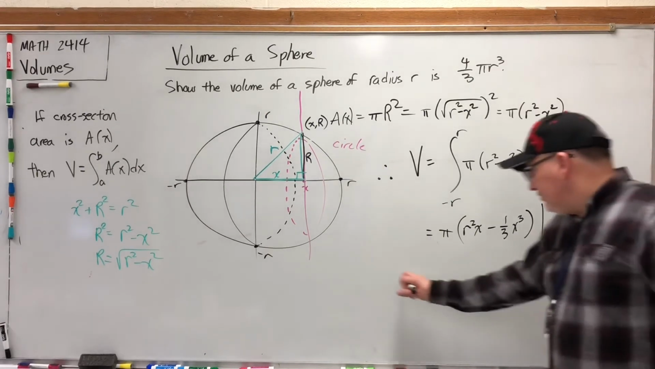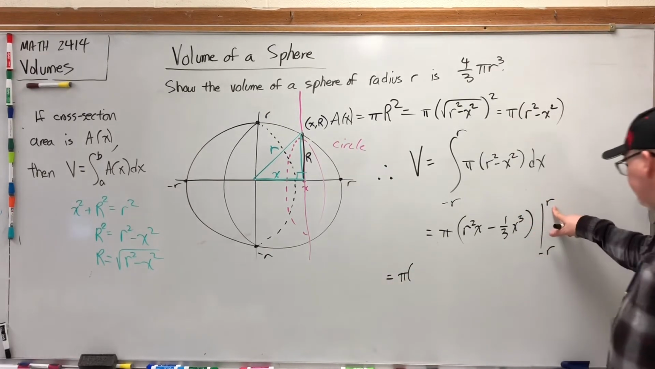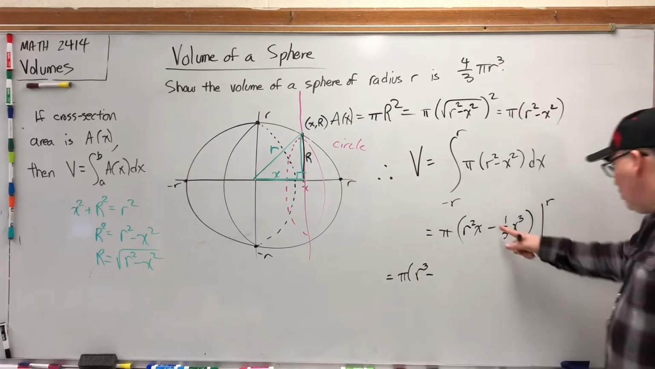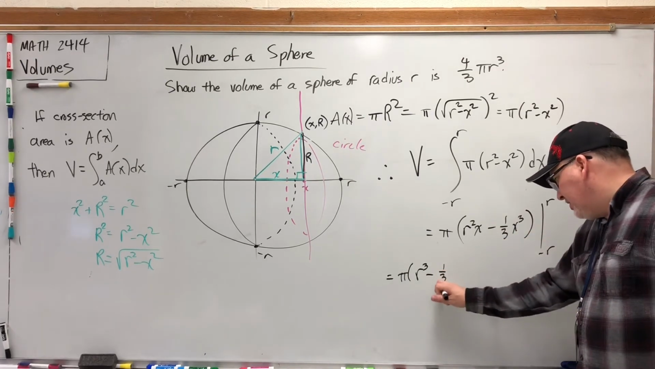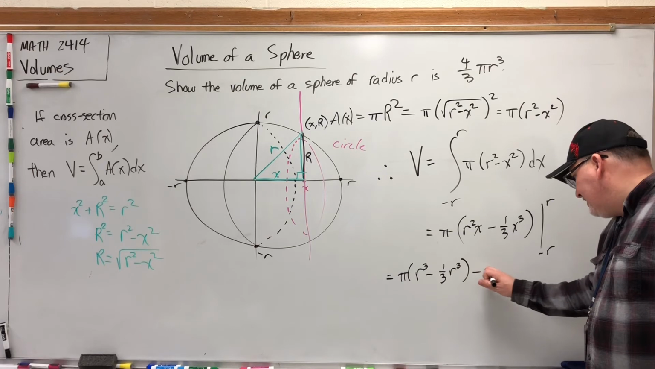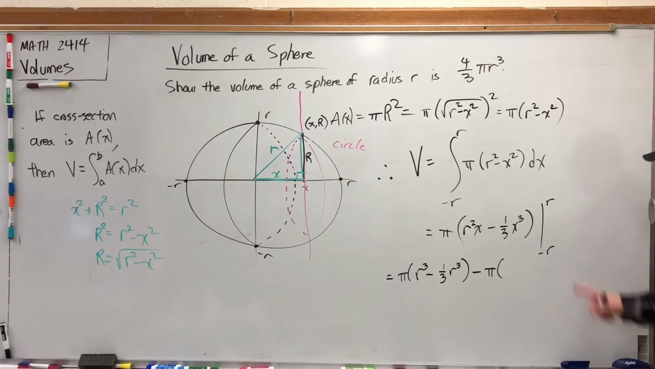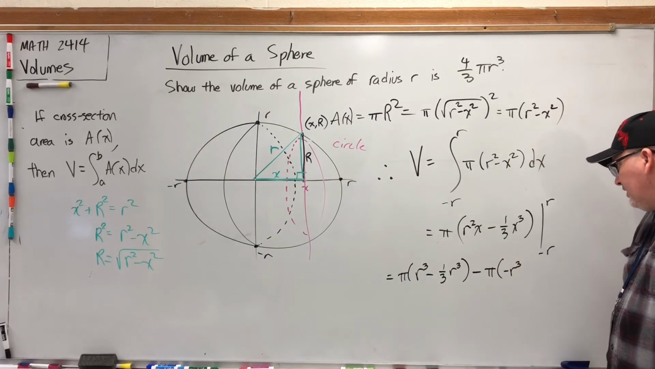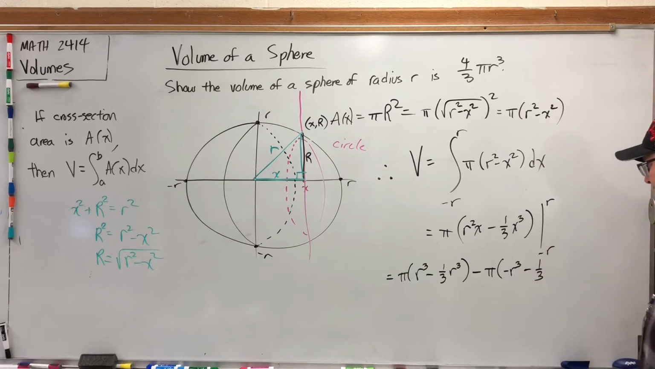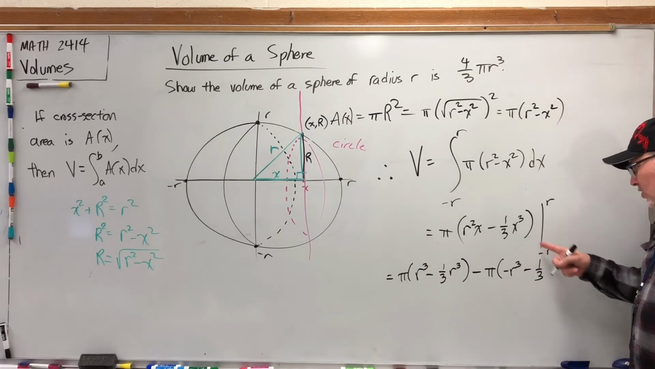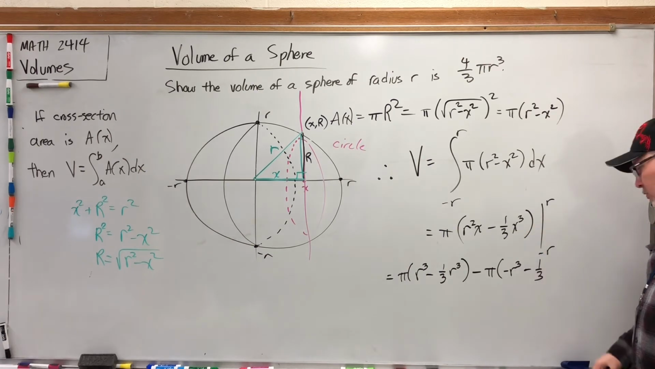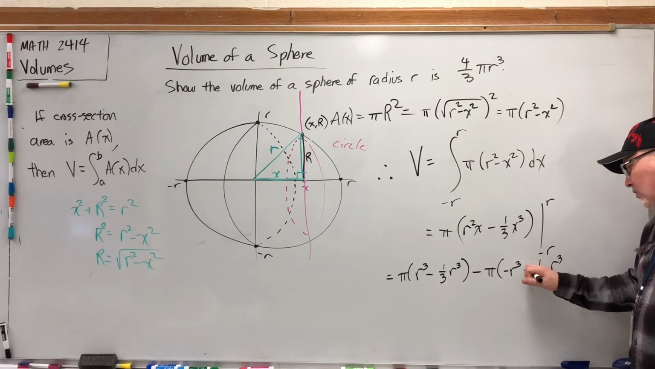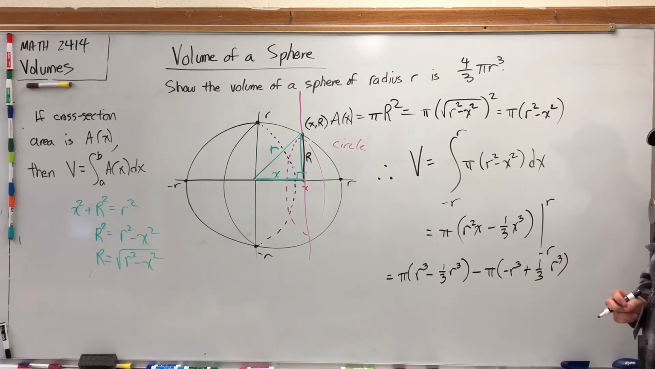All right, it's time to go to town. Let's substitute the upper limit. Pi times r squared times r, which is just r cubed, minus 1/3 times r cubed. So we can combine those like terms in a moment. Minus pi times, if we put a negative r here, we get r squared times negative r, which is negative r cubed. Minus 1/3, and here's where you have to be careful with your signs. We put a negative r for the x, we get negative r cubed, which will be r cubed, but it will actually be negative. But there's another negative waiting for it, and all four of those negatives together make a positive.